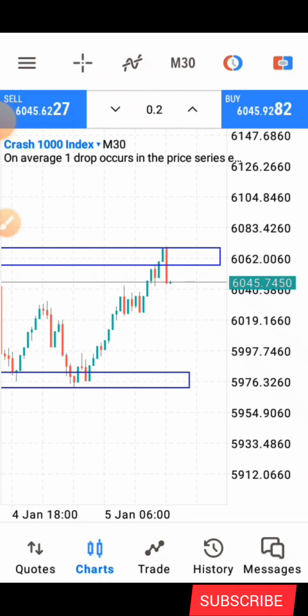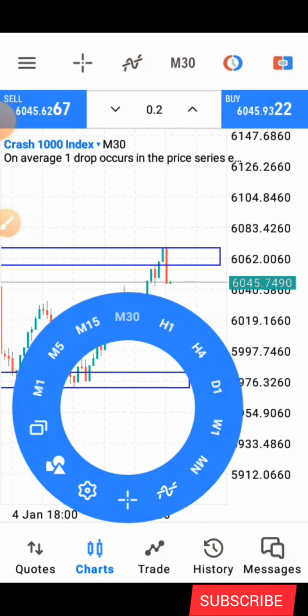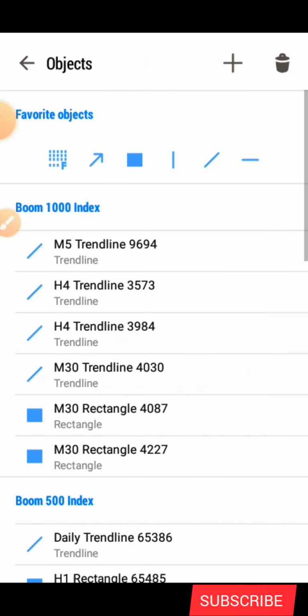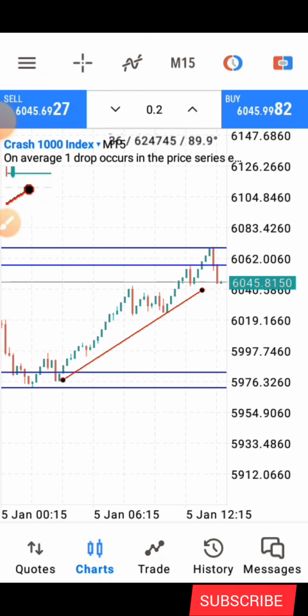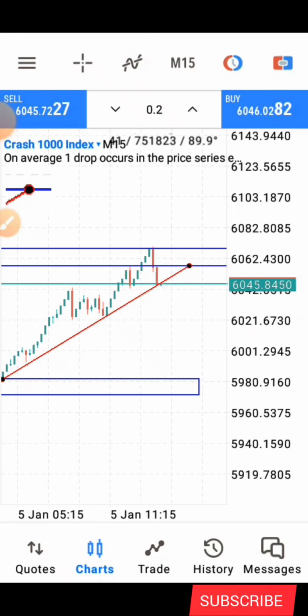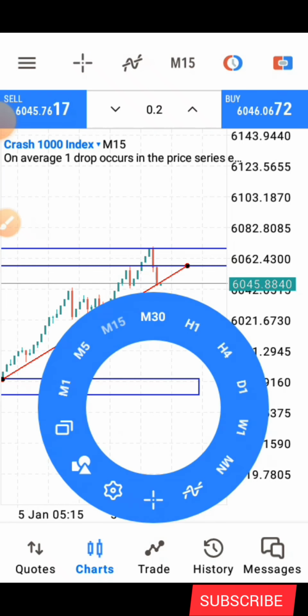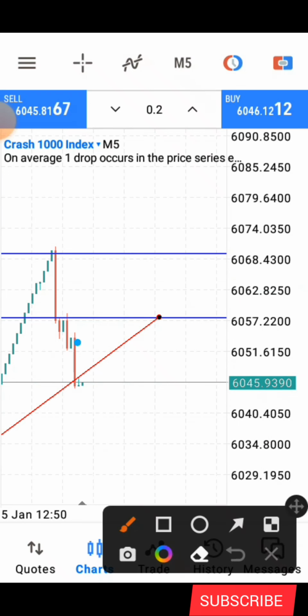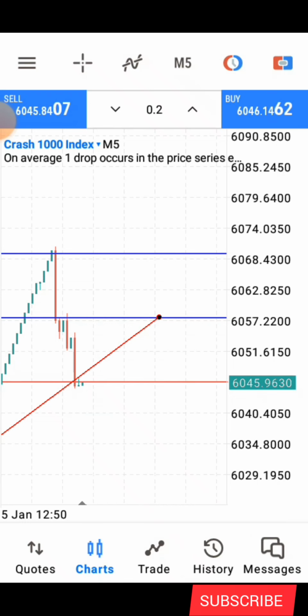All right, so now that I've marked out the zones, let me go down to the 15-minute time frame. Here on the 15-minute time frame, I'm going to put in some trend lines so that I will have a better understanding of the market. Right now you can see that price is currently breaking below the trend line. It broke, there's a little retest there, and then I believe that price is going to go down.